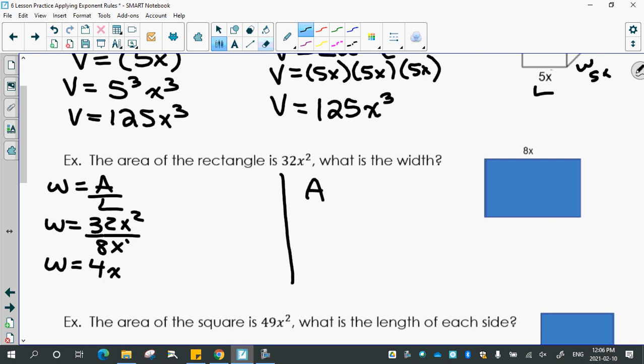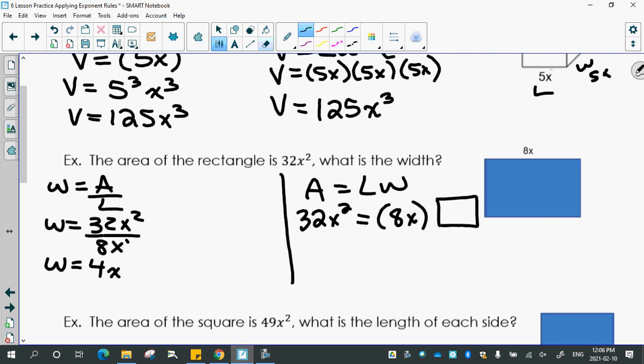The other camp is doing area equals length times width, changing area to 32x squared, and keeping length as 8x, and then figuring out what they need to multiply 8x by to get 32x squared. So they're saying 32 divided by 8 is 4, x squared divided by x is x, so the width must be 4x. Okay? Can anyone do it differently than one of those two ways? Okay.